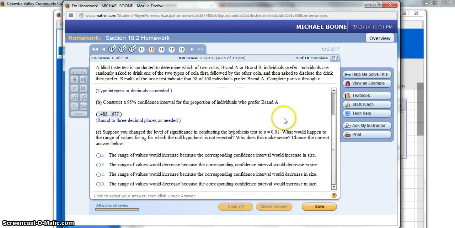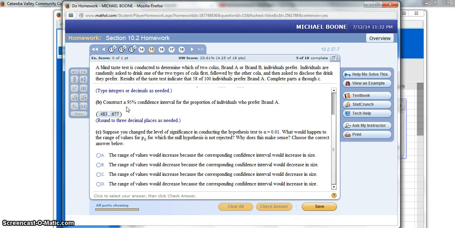And then lastly, 0.01, what would happen to the range? So if we, the hypothesis test, if we go to alpha as 0.01, I don't know if any of those numbers were within 0.01. I think we would have almost failed to reject all of those. What would happen to the range of values for P0 towards the null hypothesis not rejected? Again, it would expand. The range of values would increase because the corresponding confidence interval would increase in size.